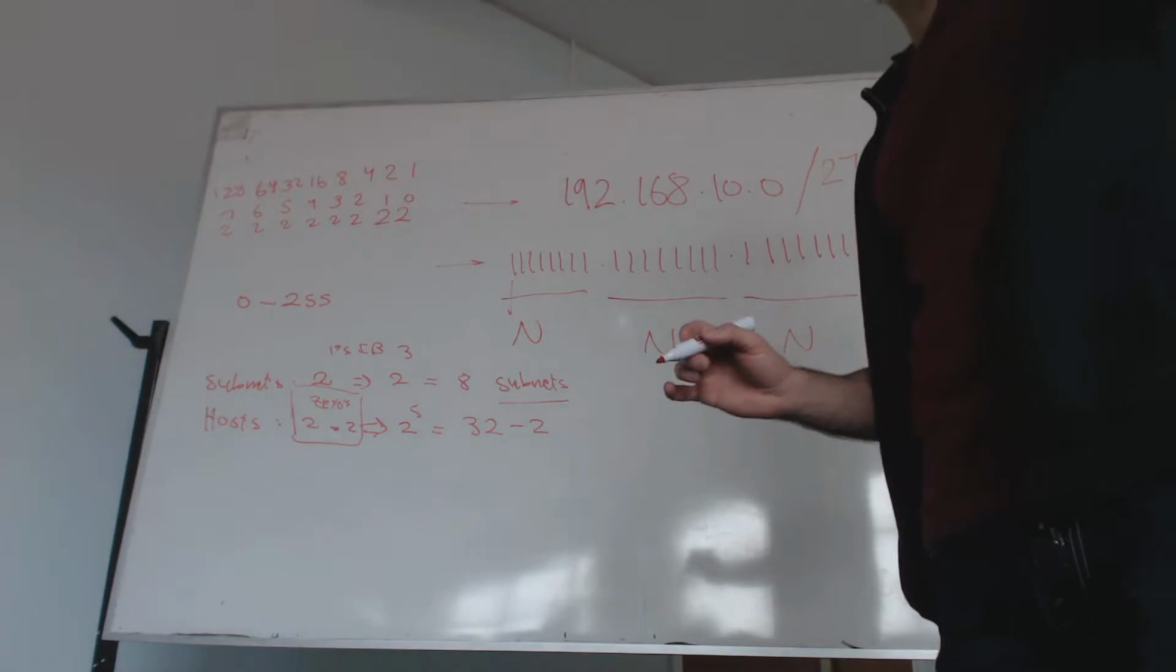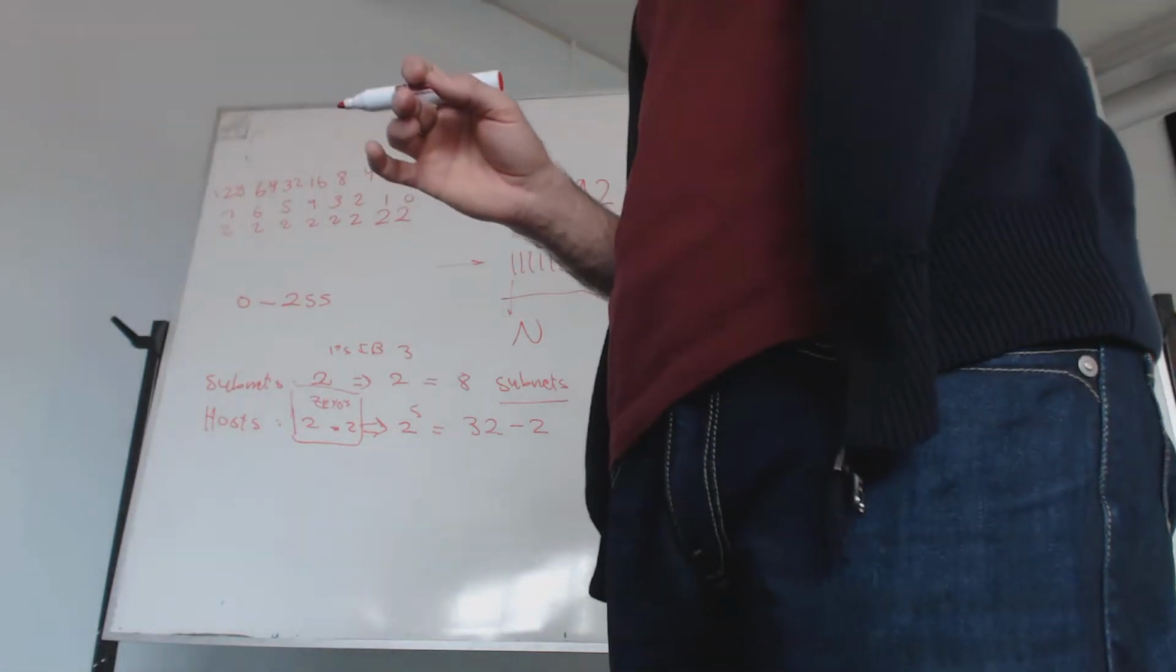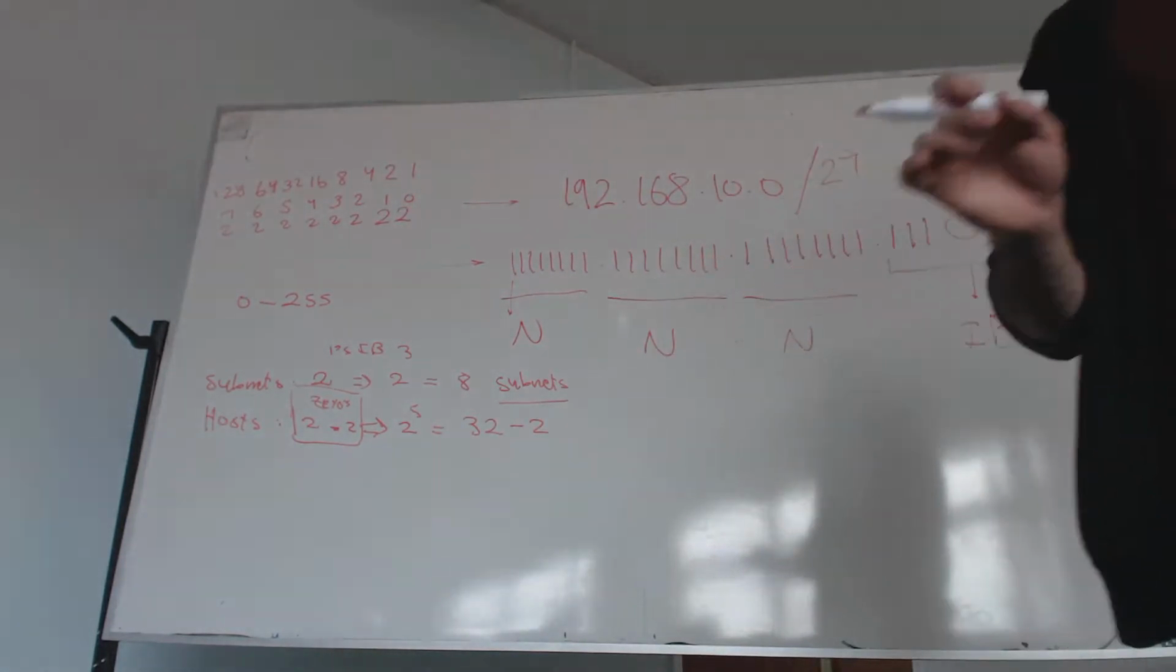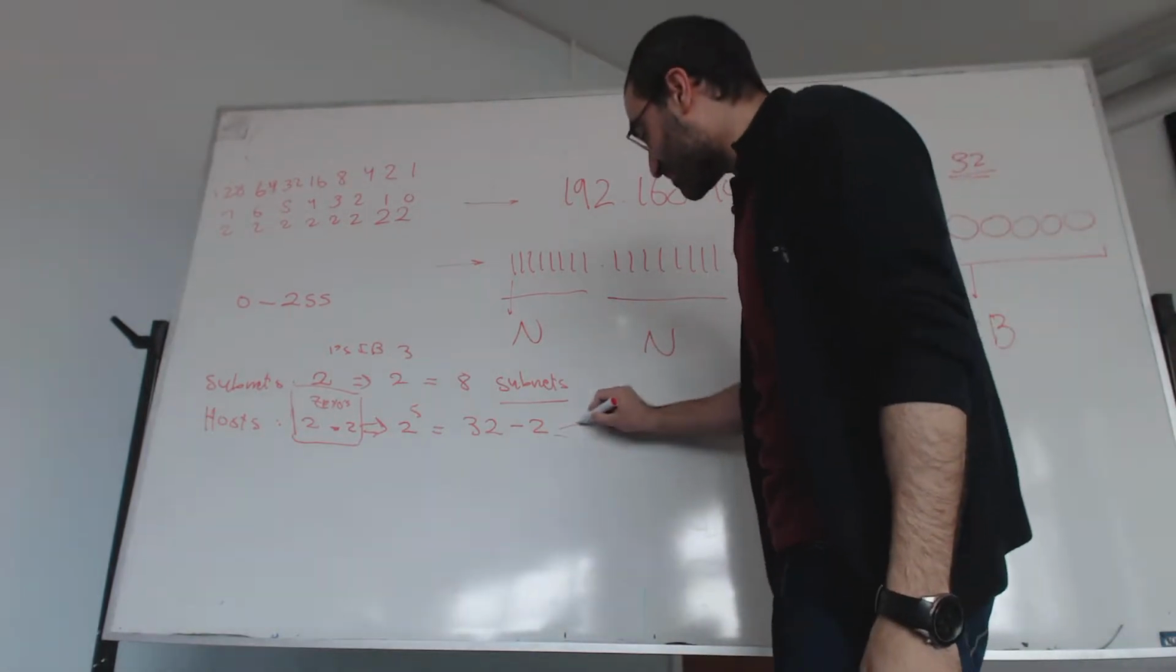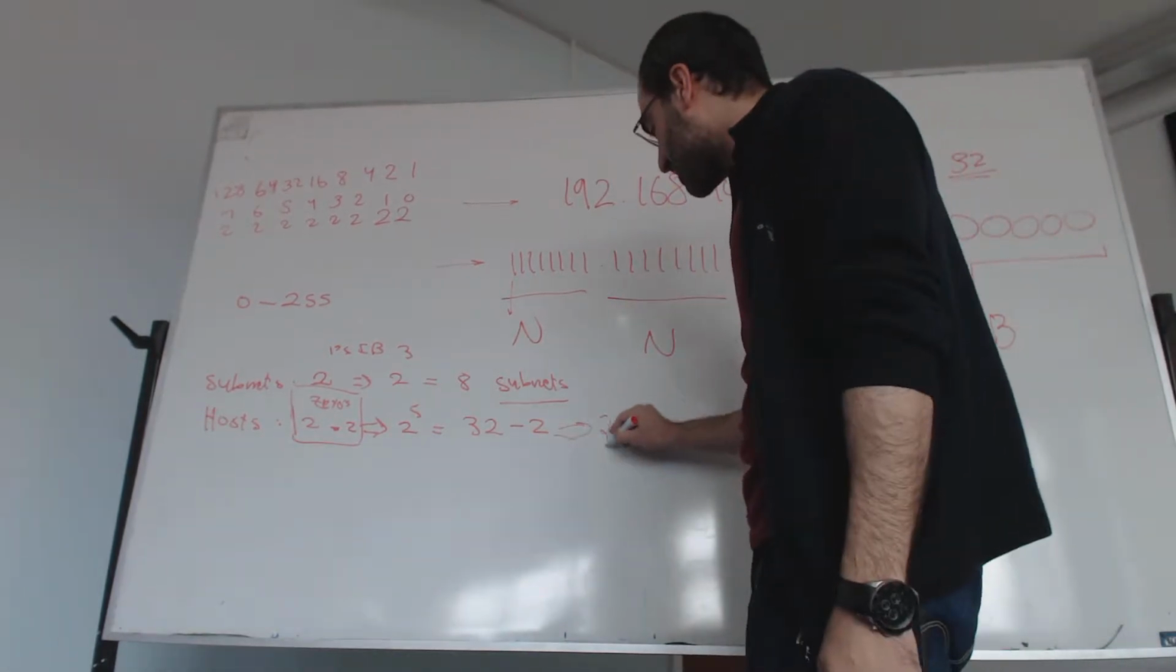So the 0 and the actual 255. In some cases, it's not 255, it's 32 or 64, depending on where it is residing in the octets. And now the number of hosts inside each subnet is 30.